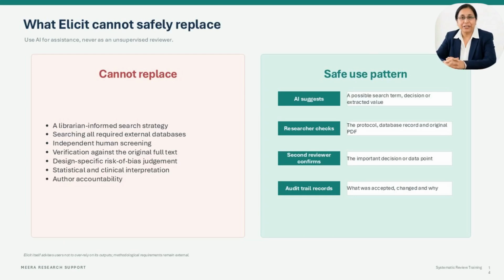Elicit cannot safely replace professional search planning, complete database coverage, independent human screening, source verification, risk of bias judgment, statistical interpretation, or author accountability. The safest pattern has 4 parts. First, AI proposes an answer. Second, a researcher checks it against the protocol and original source. Third, a second reviewer confirms important decisions or data. Fourth, the team records what was accepted or changed. This human in the loop process should be written into the protocol and the AI use statement.